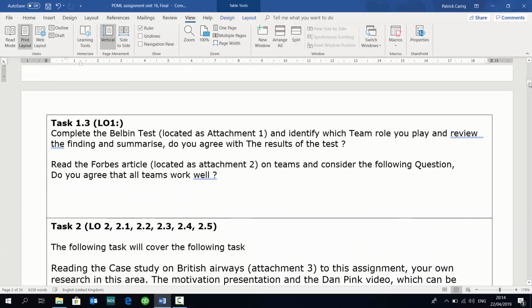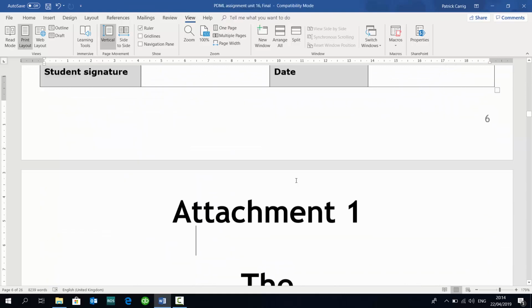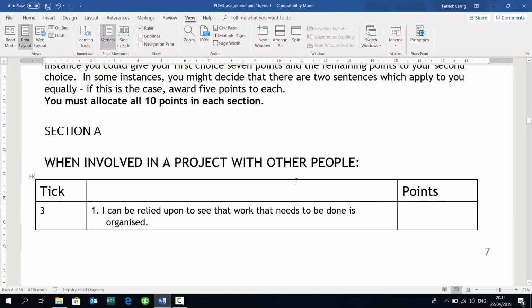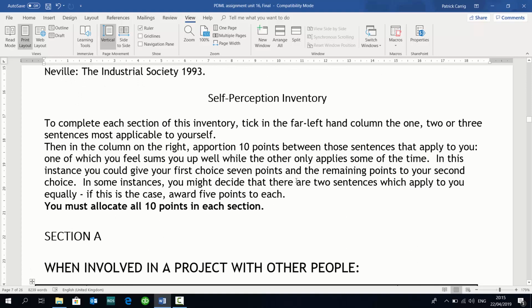Your third task is looking at the Belbin test, which you will find in the appendix. If you scroll to the very bottom of your document, you will see this Belbin test, a list of questions. Complete section number 3: tick in the far left column the 1, 2 or 3 sentences that most apply to you. Then in the column on the right, apportion 10 points between the sentences which apply to you. One of which you feel sums you up well, while the others apply some of the time.